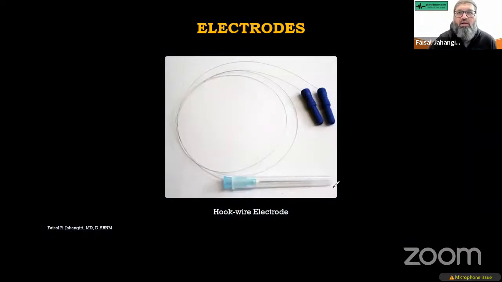This is another, the hook wire electrode. It has a small hook at the end, a small wire, and when you prick it into the muscle and take the needle out, it stays there. It will hook. So it's a very thin wire. It's very precise and used for cranial nerve monitoring, or for placing the electrode around the eye or inside the mouth.